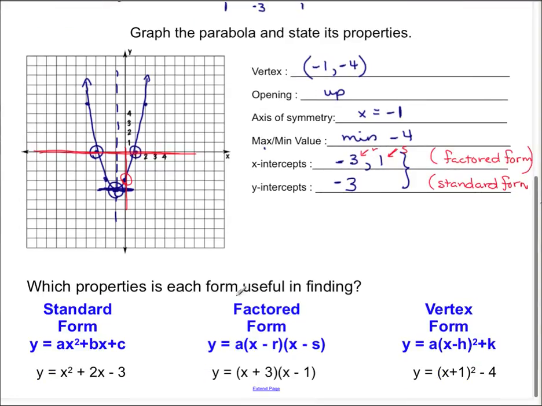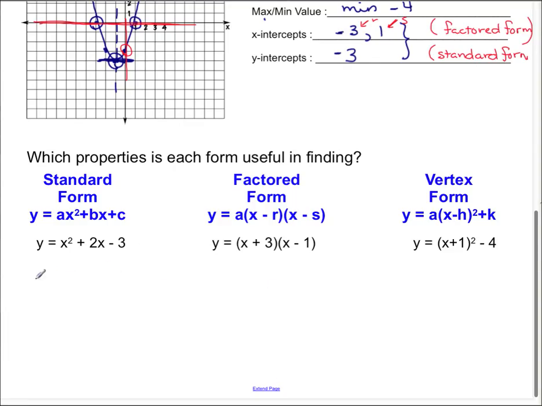What's this say? Which properties is each form useful for finding? Well, standard form gives us the y-intercept. And the y-intercept is the c value on the end, or in this case, -3. Factored form gives us the x-intercepts. And the x-intercepts are r, which in this case is -3. Remember, we've got to take the opposite sign that's there. And s, which is +1. Again, we have to take the opposite sign from what's in the brackets.